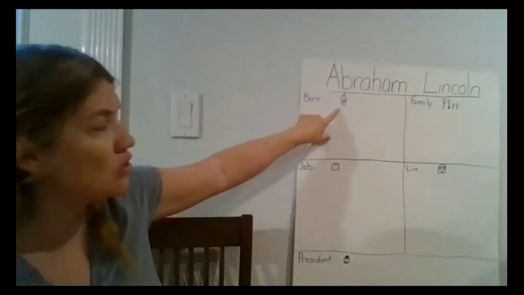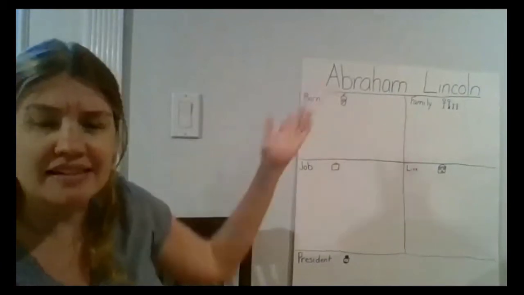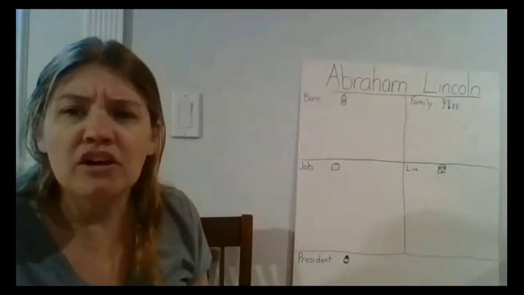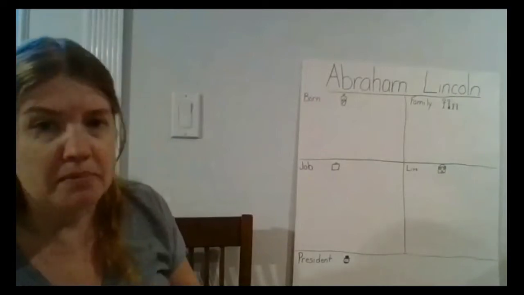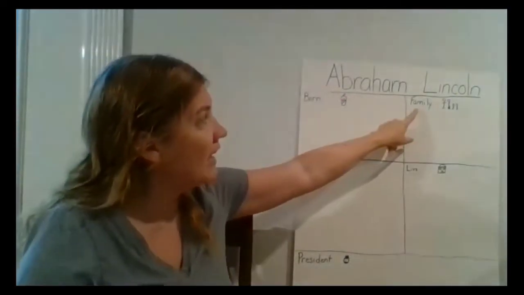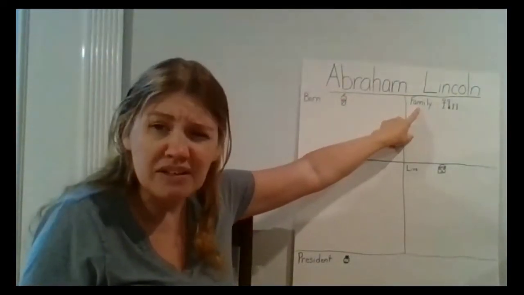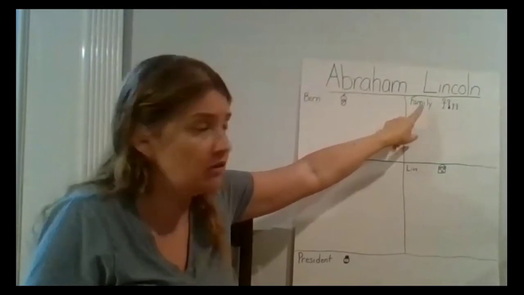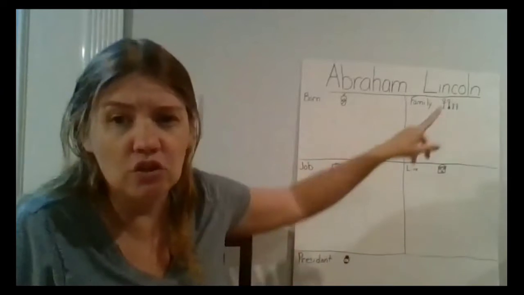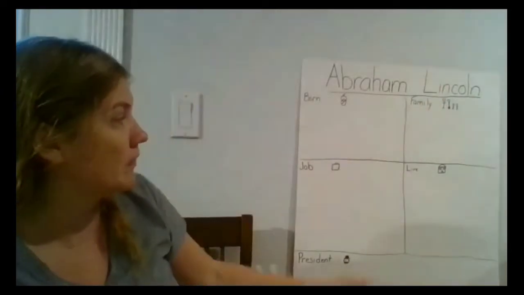So here I have a picture of a little baby, because that's going to help me figure out, I want to know more about when he was born and when he was a baby. Then over here, I have the word family, because we want to know, did he have a family? And you can see I've got a picture of a family right here to help me to know that that word is the word family.